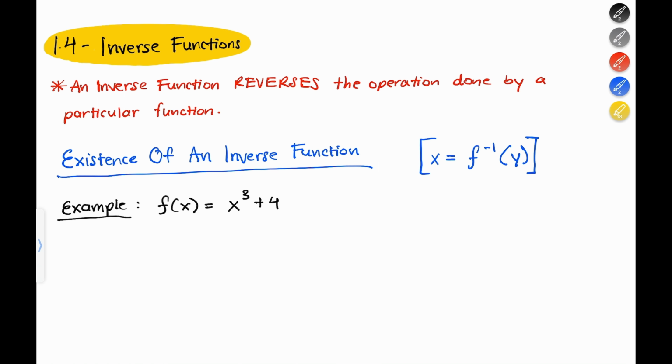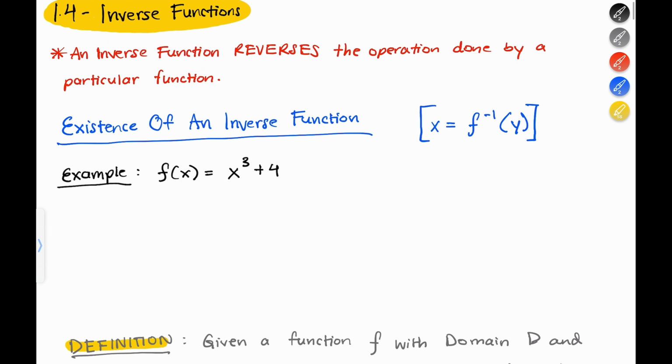An inverse function reverses the operation done by a particular function. Now we're going to look at where an inverse function comes from. We all know that f of x is equal to y. Whenever we create functions, we make sure that our x values are mapped to y. But what if we wanted to map our y values to x? Let's do just that.